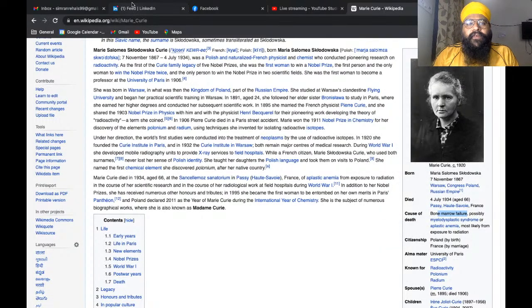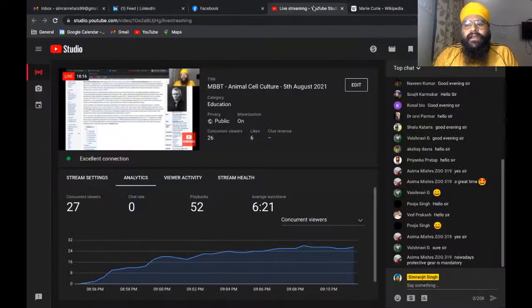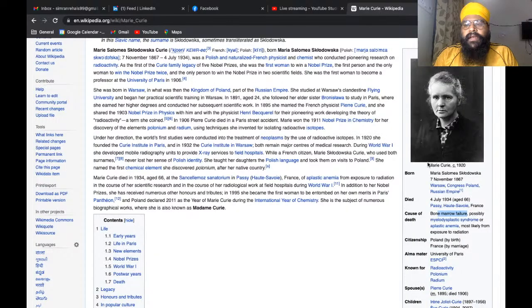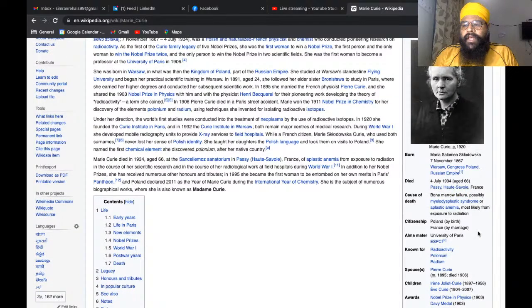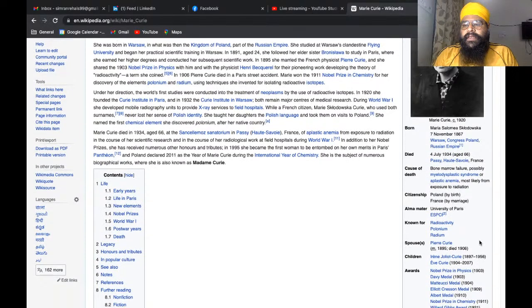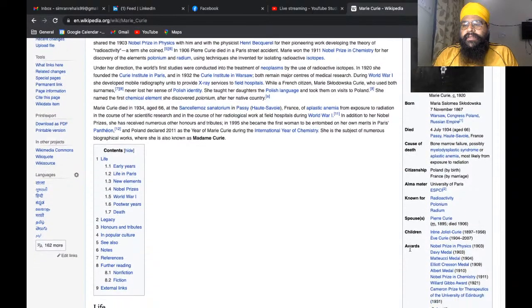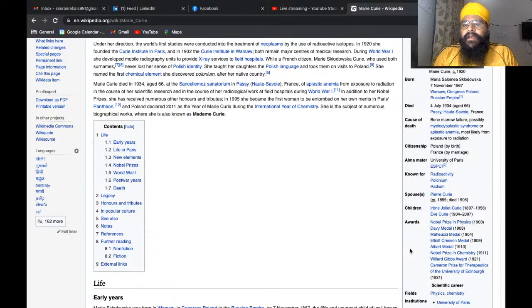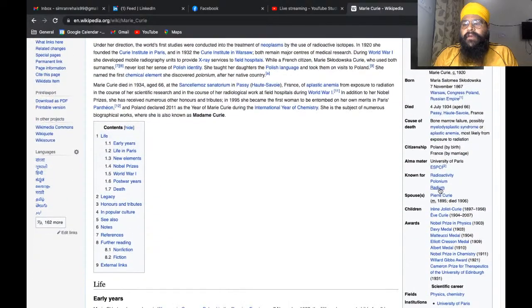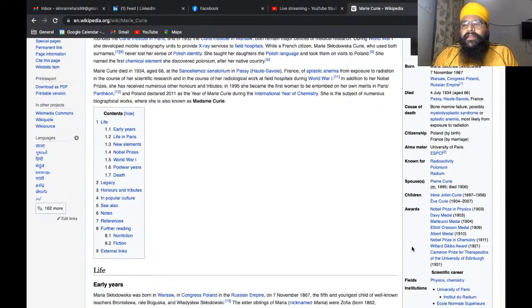I don't want to make you afraid or make you fear here, students. I just want to make sure that in earlier times, aplastic anemia was most likely caused by exposure to radiation. Citizenship from Poland, France by marriage, University of Paris. Marie Curie and Pierre Curie were together working on this.